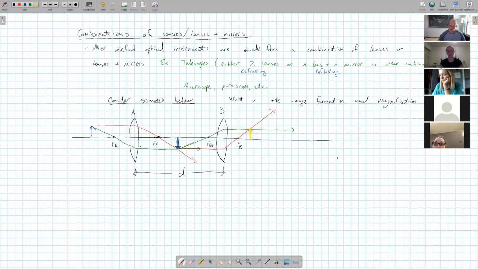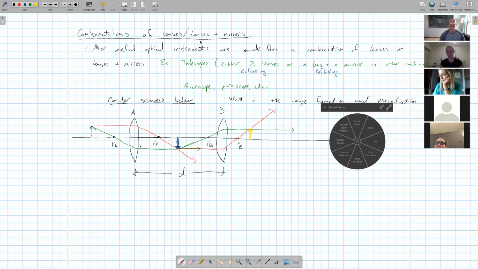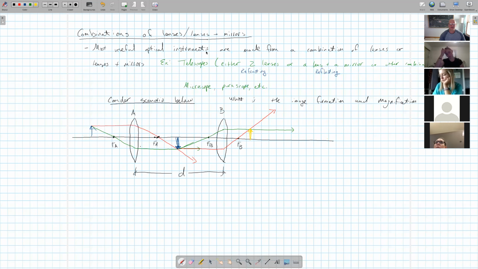So even if I had a third lens out here, I would do the same thing. For the third lens, I would use this as now the new object, and then draw that image for that new object, and so on. So even if I had 150 different lenses, I would do exactly the same thing.